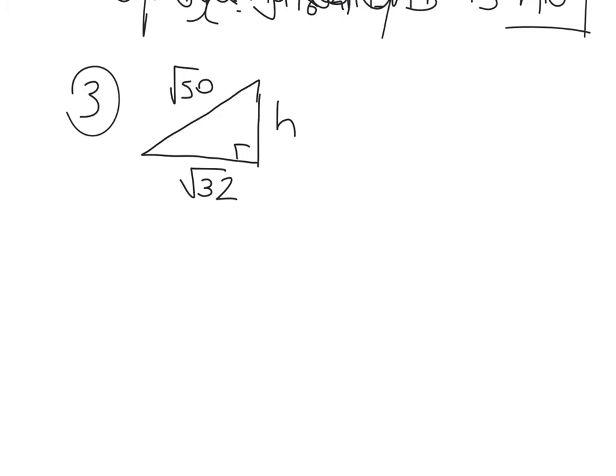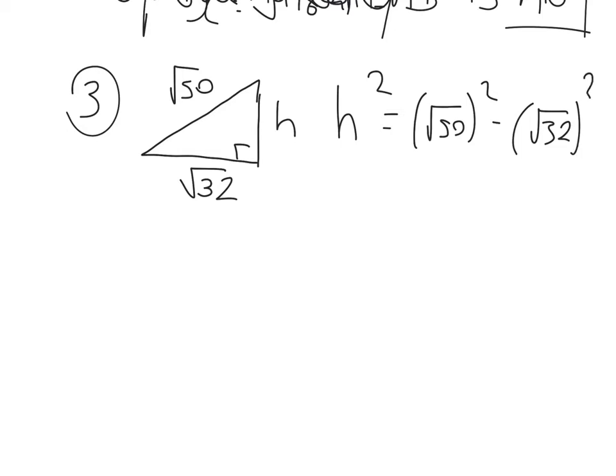Question 3, we're going to find the length of h without a calculator, and we're going to write the answer as a surd in its simplest form. So it's one of the shorter sides, so short side subtract for Pythagoras. H squared will be equal to root 50 squared minus root 32 squared.